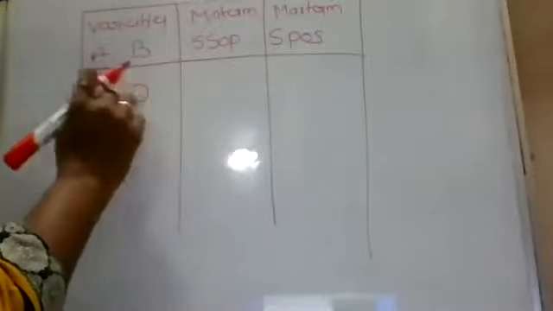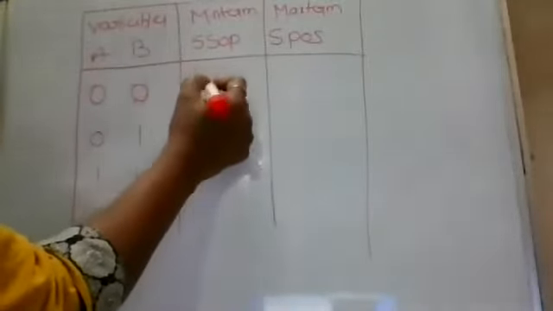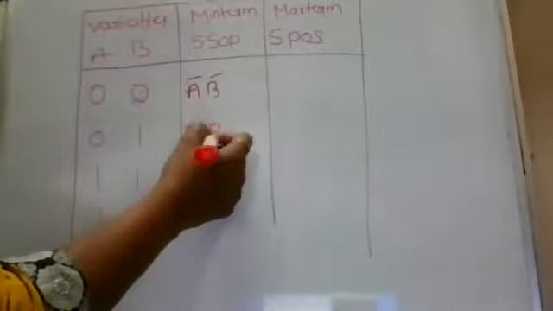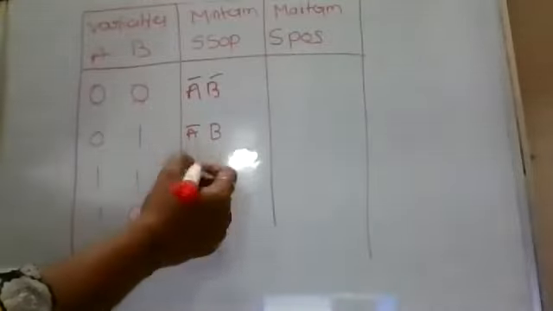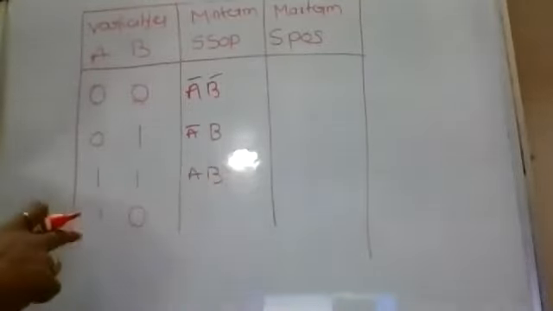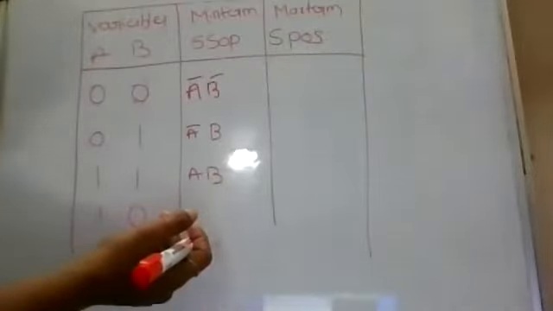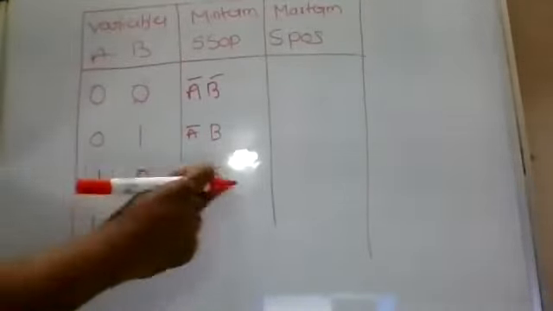So here A is 0, B is 0. That means if 0, we take a complement: A complement, B complement. Here A 0, that means A complement, B equal to 1 means as it is, B. Next A equal to 1, B equal to 1, that means we take A, B. Sorry, here we take the combinations 0, 0, 0, 1 and 1, 0, 1, 1.